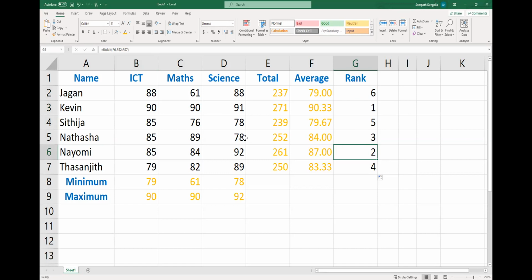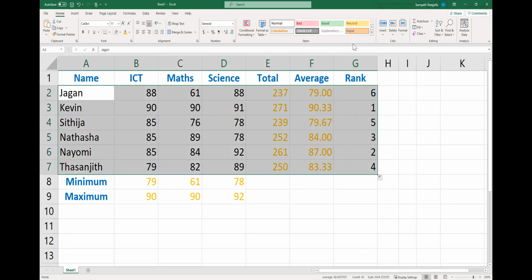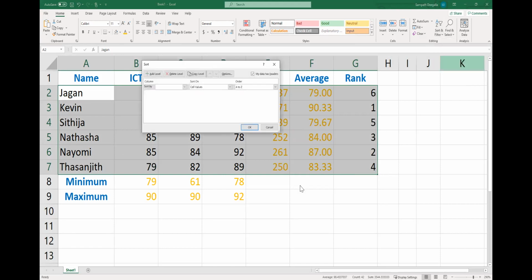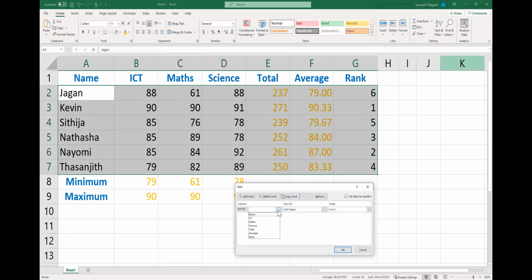Now, to finish our discussion, I'm actually going to sort this range. I'm going to sort, and I'm going to choose custom sort. And then I'm going to base it on the selection of the rank, and I'm going to select from smallest to largest.